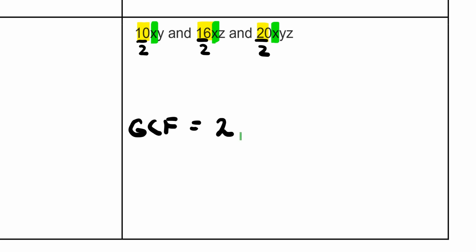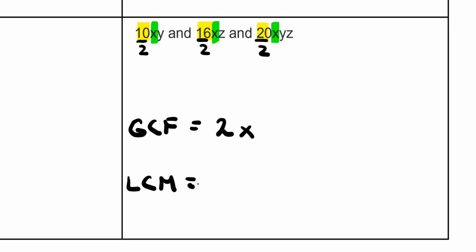All right, last question here. 10, 16, and 20. The biggest number that divides 10, 16, and 20 is going to be, I think, 2, right? I think 2 divides all three of those numbers at the same time. So GCF will start with the 2. And then a single x, right? So all of them have a single x. And that's it. They don't share any more common variables.